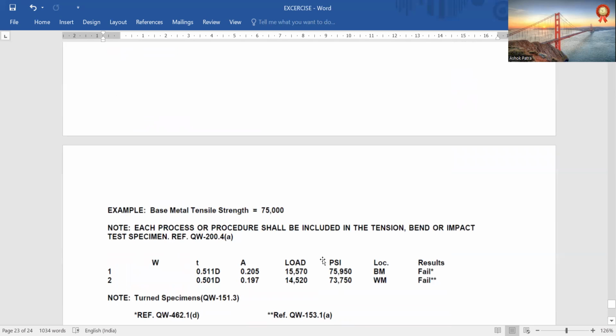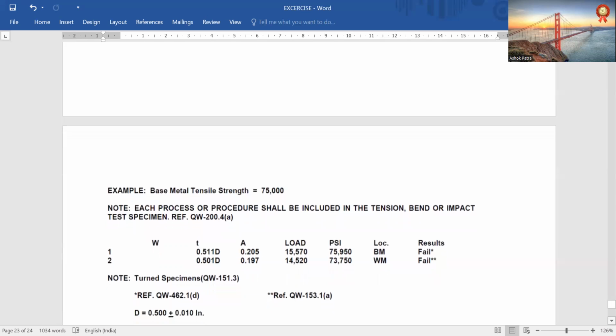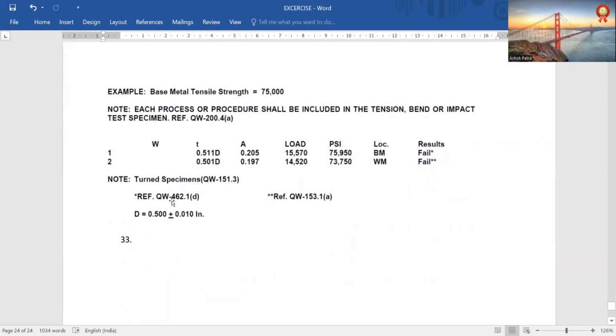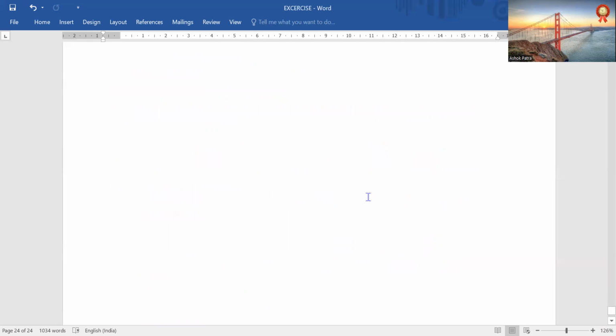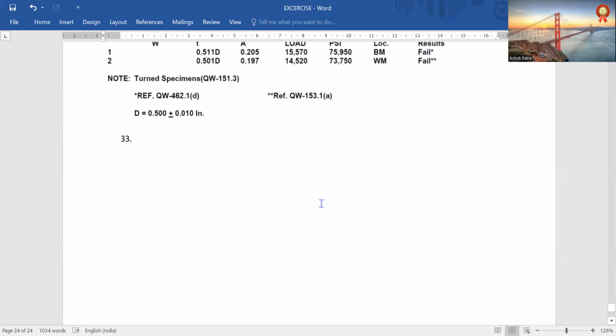Each process or procedure shall be included in the tension, bend, or impact. So this should be plus or minus 0.010 inch. Where it exceeds, then it fails, and this is a fail because 0.95 of 7500 is more than this. So fail. Thank you.